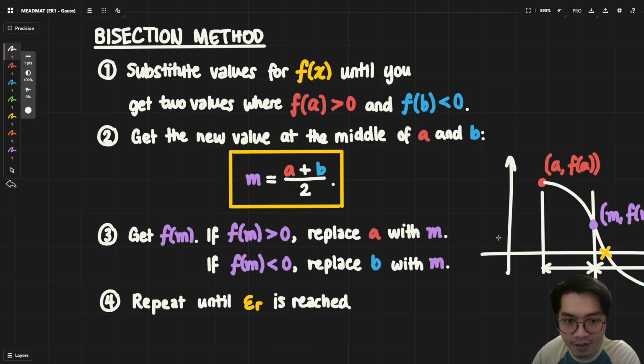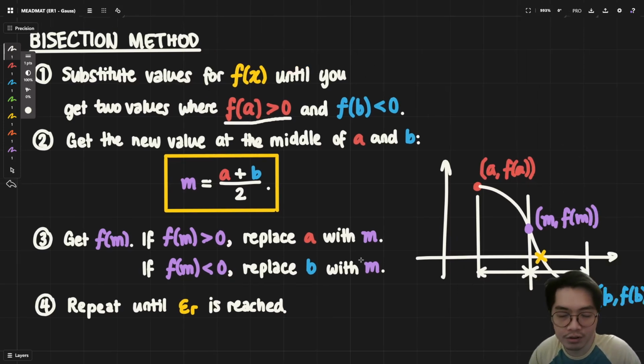You get f of m, and if f of m is positive, replace what was positive. In this case, f of a is greater than 0, or in this case f of a is positive, so you replace a with the new value of m. If your f of m is negative, follow which one is negative and then replace that instead, right?